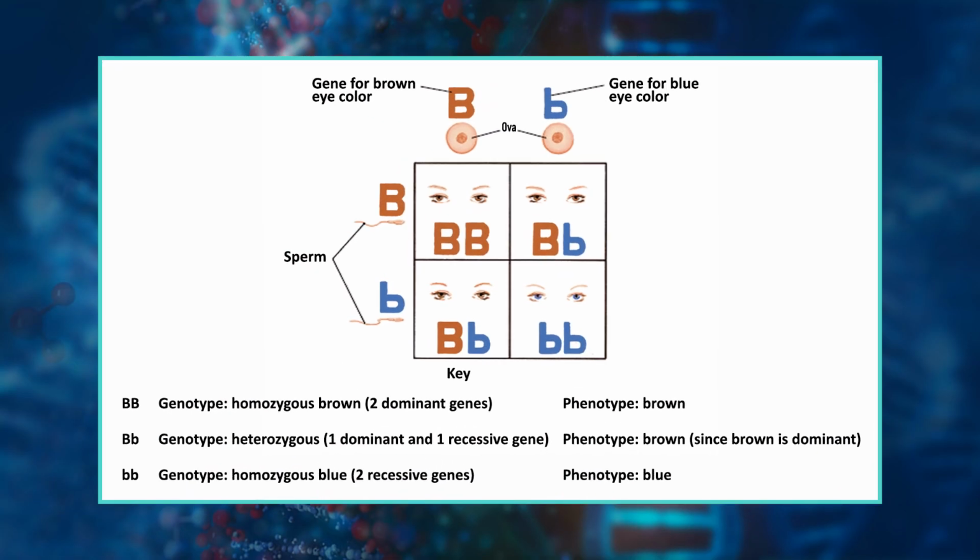This would occur if someone is heterozygous for a given trait, one allele for blue eyes and one allele for brown eyes. Only the dominant allele, that is with brown eyes, will be expressed, and the recessive allele, that is with blue eyes, will be hidden.